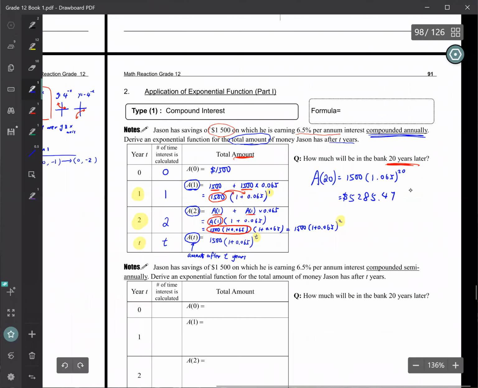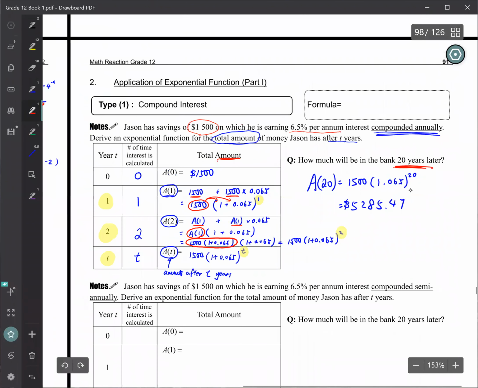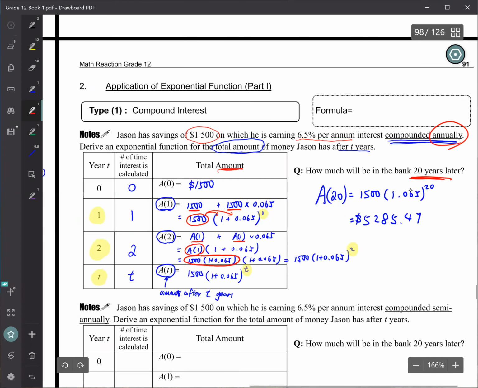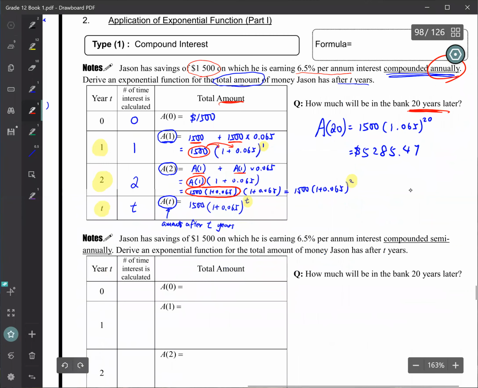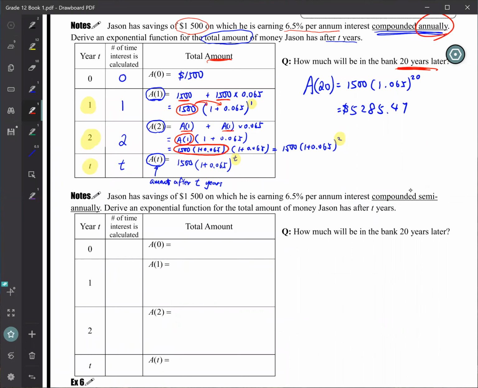Okay, so this is for annually. Annually means you get interest once a year, but sometimes they give you interest like once every month. Okay, so you get it more frequently. So the example we have here is kind of like the New Year red pocket, right? You only get it once a year, and then if they give it more frequently, it's more like pocket money, right? Maybe your allowance, once every month, or once every half year, whatever. So more frequent.